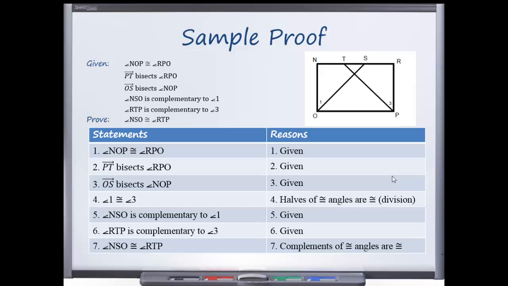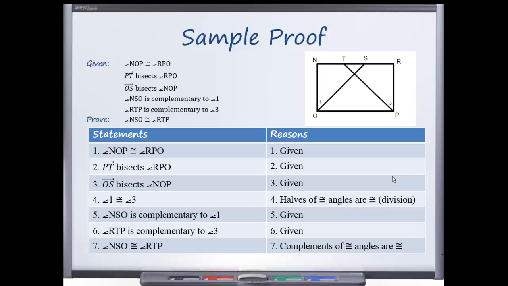Okay, so we're going to start with the first three pieces of given information. If we look at those three pieces of given information, we're told that overall angles are congruent, and then we're told that we have some angle bisectors there. So based on that information, we can conclude that angle 1 and angle 3 are congruent by division. So if we have overall angles that are congruent and we know that both of those angles have been bisected, then their like divisions are congruent. Or another way of saying that is that halves of congruent angles are congruent.